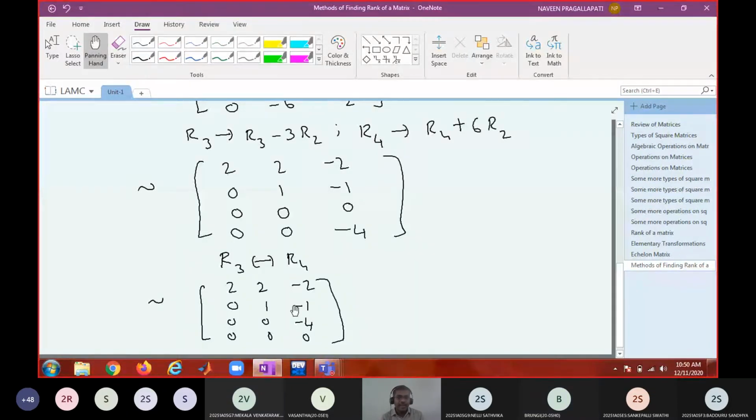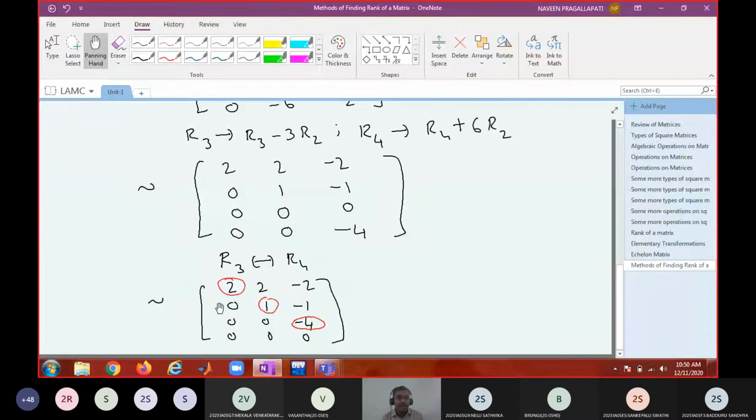Under the pivot position, we have to see all the entries 0. This entry is already 0. So leave the third row and come to the fourth row. All the entries are 0. So we ended the procedure. Now what are the pivot elements? 2, 1, minus 4. And all the entries under the pivot elements are made 0.